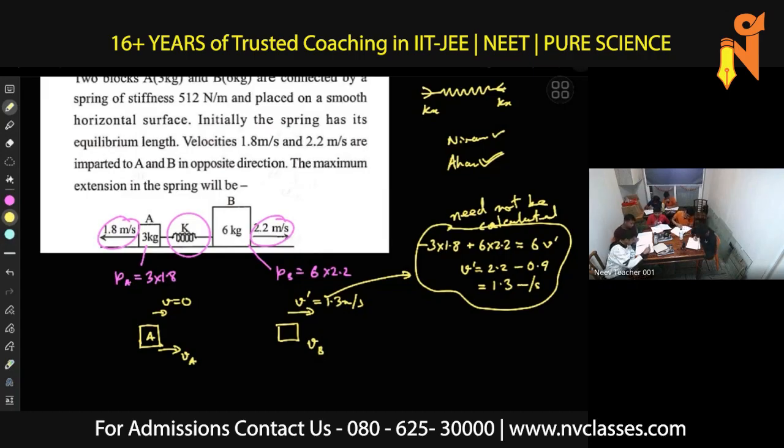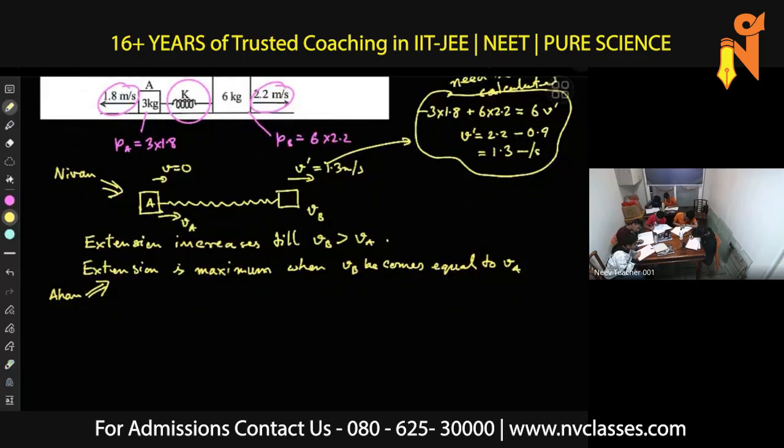This is the only thought that had to come: the extension will be maximum when the velocities are same. That's the critical thought. So a good way of doing it will be to first find out the velocity when the velocities are same, right? So what will you do to find out that velocity? Conservation of momentum, right?